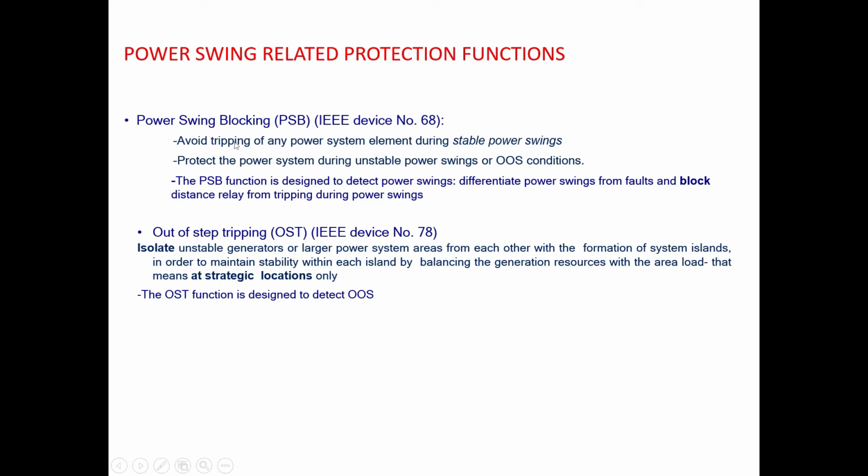So what is the basic purpose of power swing blocking? Power swing blocking is used to avoid tripping of any power system element during power swings. We cannot afford to have a tripping during power swing. We always give sufficient time duration or sufficient settings, so that in case the relay detects a power swing, it must block its zones of protection, that is the distance zones of protection. Protect the power system during unstable power swing or OOS condition, which is out of step condition.